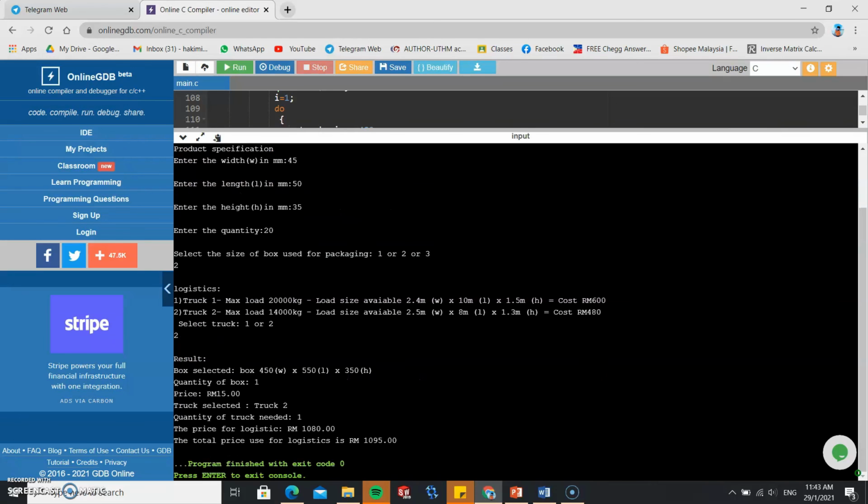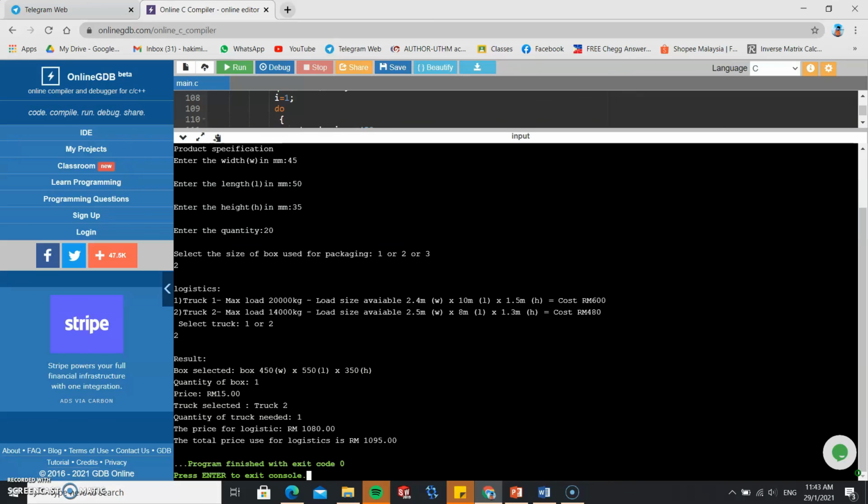Okay, this is the result for the coding. The total price for the logistic is 1080, and the price for the logistic plus the box price is 1095. That's all for me.